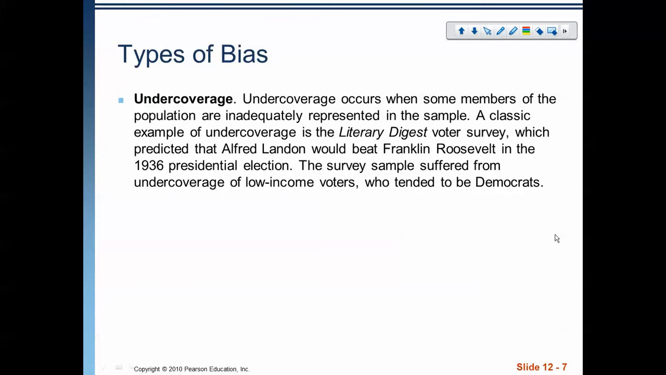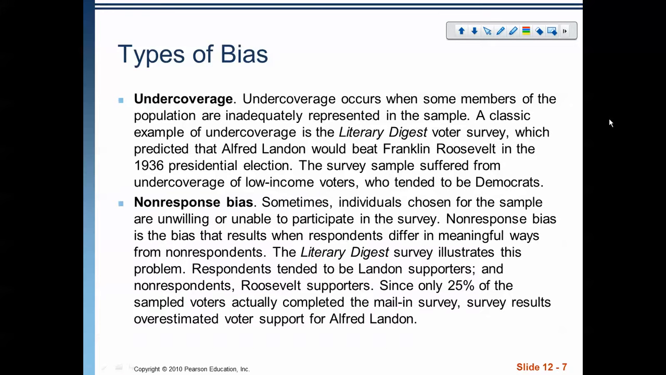Other types of bias. I'm going to put both of these up at the same time because they're very similar. There's undercoverage and there's non-response. Undercoverage occurs when some members of the population are inadequately represented in the sample. Non-response is when individuals chosen for the sample are unwilling or unable to participate in the sample. Those are very similar, and these two get confused a lot, is what I'm trying to say here.